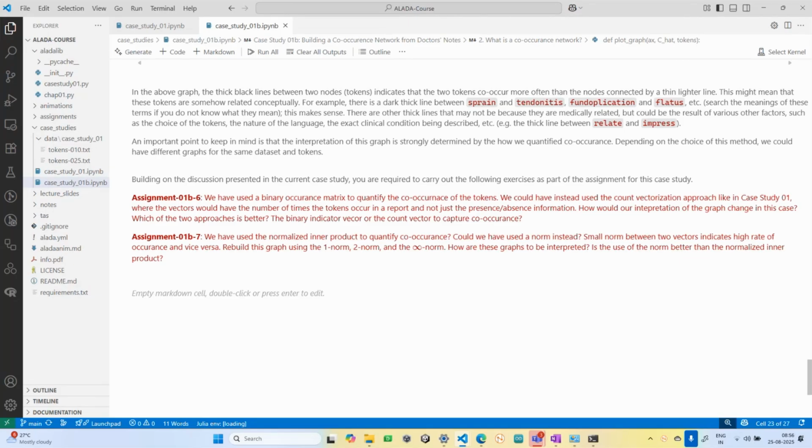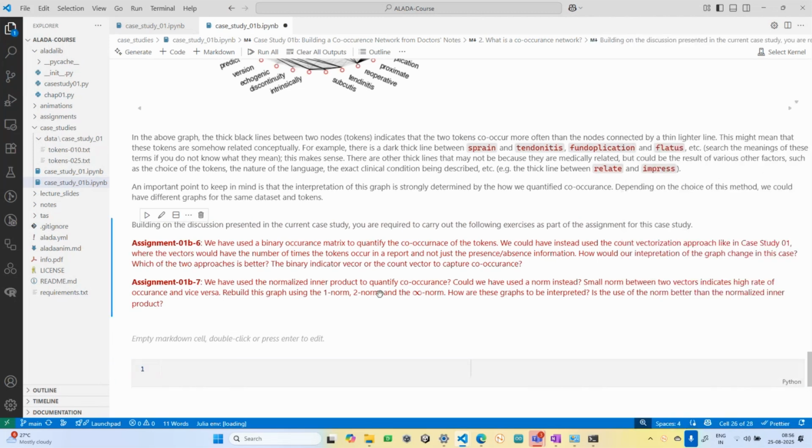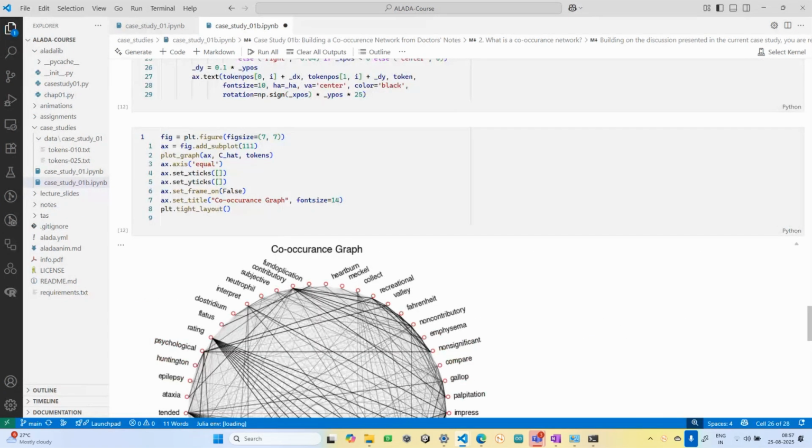In fact, in the assignment, or maybe in the previous one as well, you're asked to explore. For example, at least in the second one, you're asked to explore instead of using the normalized inner product to quantify occurrence, you can use the norm. Essentially, take the difference between OI and OJ, and then compute the distance using some norm, the first norm, second norm, or the infinity norm, and see if the choice of those leads to different results in your final graph. Those are things you are asked to implement as part of this assignment. Okay.